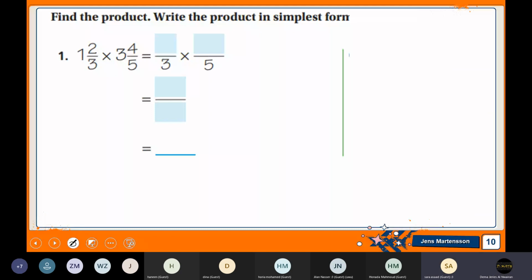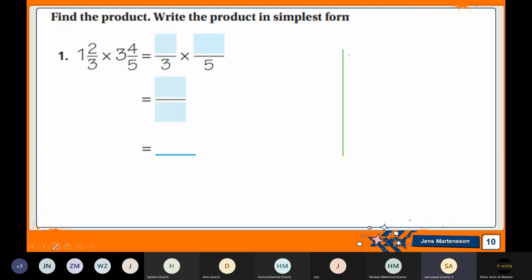Now, here, find the product, write the product in the simplest form. Let's see, where did we stop yesterday? Can I answer? Yes, Sarah. Teacher, can I answer? Let's see Sarah first. Yes, Sarah.